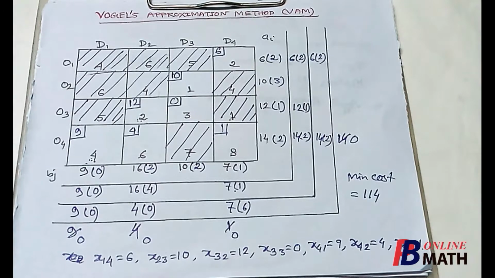In the previous part, we had obtained the initial basic feasible solution of this problem by using Vogel's approximation method, and the solution was like this: x14 equal to 6, x23 equal to 10, x32 equal to 12, x33 equal to 0, x41 equal to 9, x42 equal to 4 and x44 equal to 1, with the corresponding minimum cost 114. Now we shall find whether this solution is optimal or not. If the solution is optimal, then this is the final optimal solution. Otherwise, we shall improve this solution.